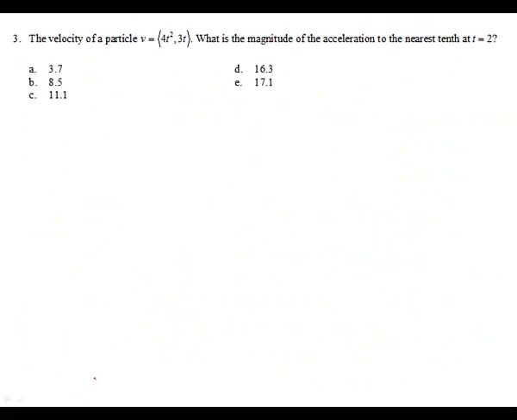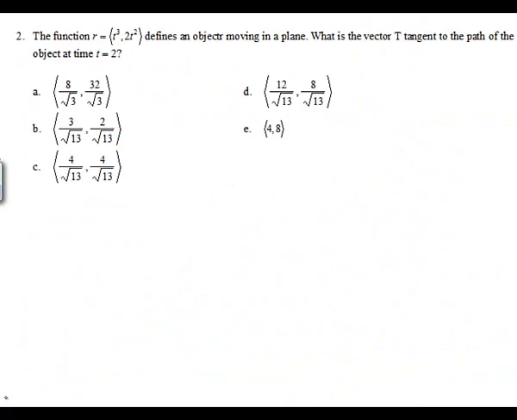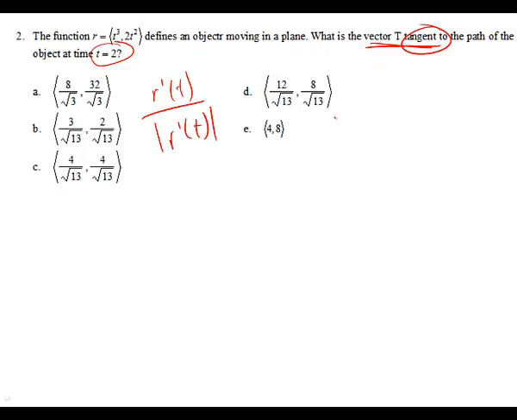All right, so number 2 on the multiple choice, we've got the function. It defines an object moving in a plane. What is the vector t tangent to the path of the object at time t equals 2? So to do this, we need to do the derivative over the magnitude. Remember, the absolute value bars mean magnitude. So I basically take the derivative of the function because it wants the vector tangent. Tangent always indicates a derivative, right? So let's start by taking the derivative of the original here.